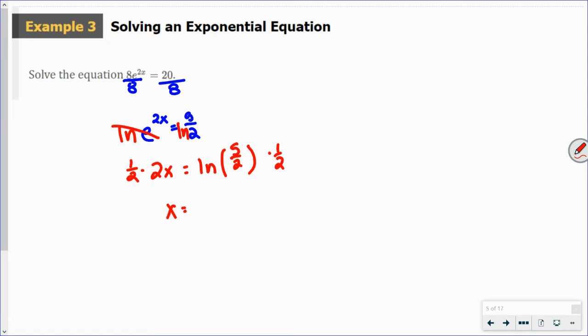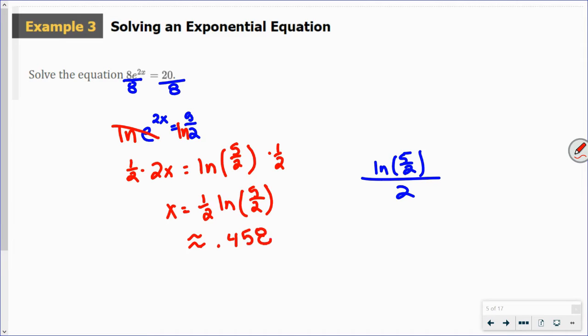So we have x equals 1/2 ln 5 over 2. And you could write it like this, you could say ln 5 over 2, over 2. But we don't usually like to put fractions within other fractions. So that's why I put this half out front. And then if I put this into the calculator and get an estimate, that's 0.5 ln 5 over 2, which is about 0.458 to 3 decimals there. So make sure you know how to put these into the calculator.